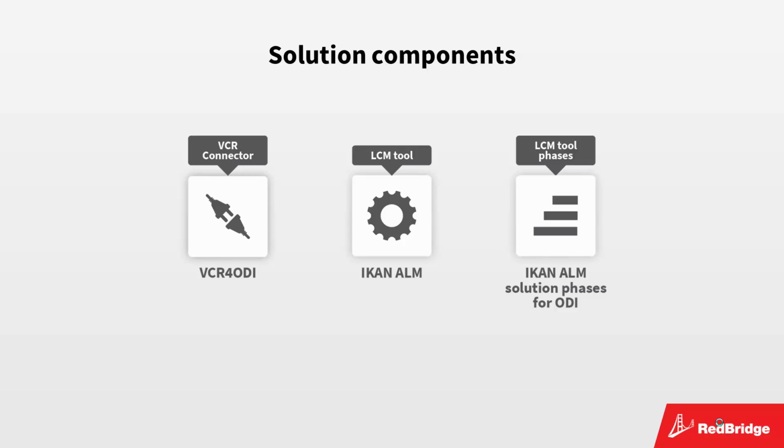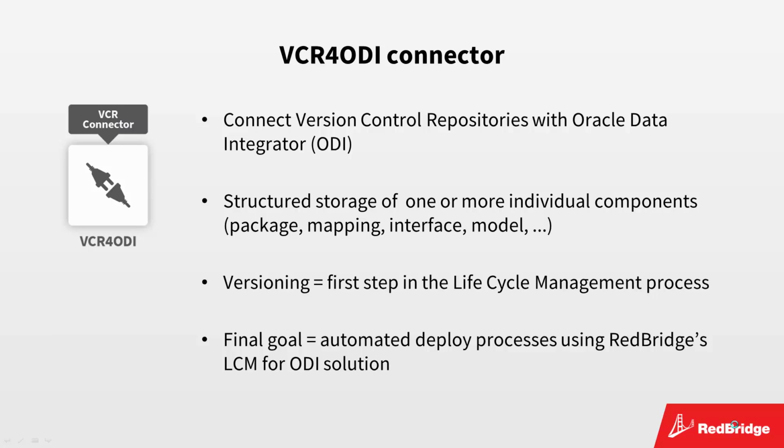In this video, we will focus on the installation and configuration of the VCR for ODI connector. The other components will be treated in separate videos, which you can find on our website. The VCR for ODI connector is the link between ODI, your development environment, and Subversion, the version control repository. It allows you to version packages, mappings, interfaces, models and other components. Later on you can restore them back from the VCR into ODI. Note that versioning is just the first step in the LCM process. Our final goal is to achieve a completely automated deploy process. Let's have a look at how to install the first component of our LCM for ODI solution.